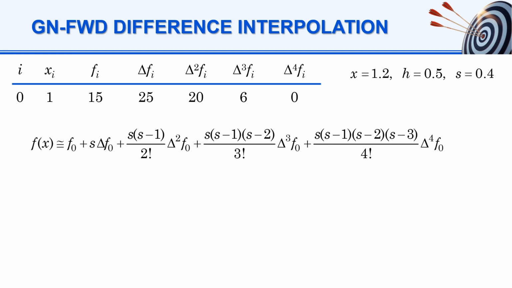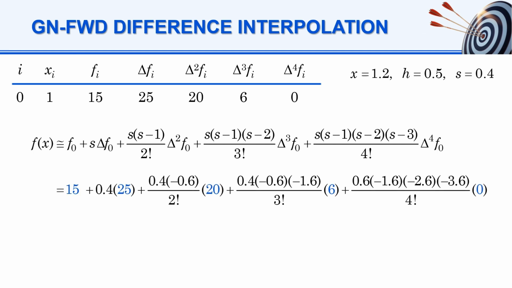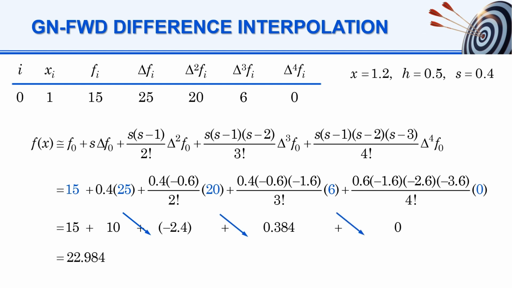We use the forward difference interpolation formula as follows. With the baseline values f0 equal to 15, delta f0 equal to 25, delta squared f0 equal to 20, and so on. Substituting the numerical values into the formula, we calculate each term separately to determine their contribution to the overall result. We note that each term added is smaller in magnitude than the previous one, which leads us to conclude that fx is smooth. Hence, we can safely sum up all the terms, which gives 22.984 as the estimate for f1.2.